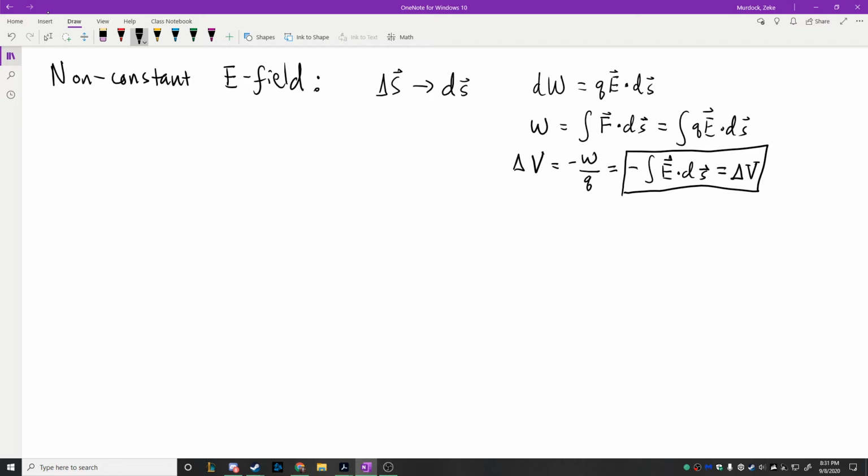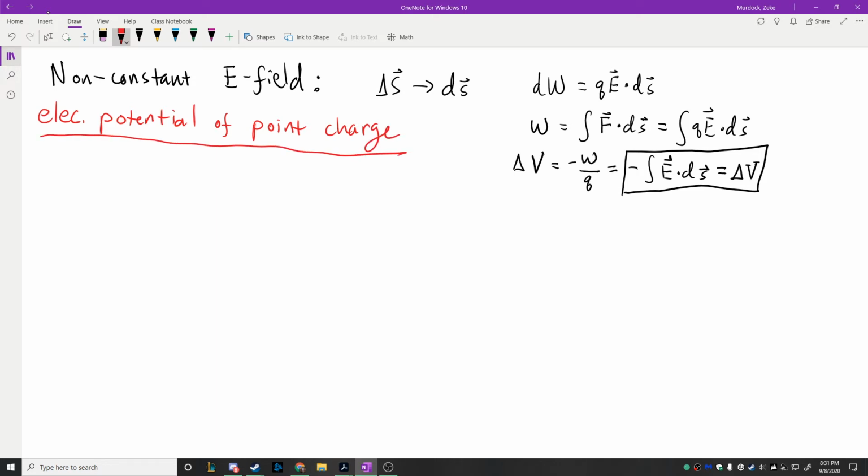Okay? And the simplest example that we can look at of a non-constant electric field would be the electric potential due to a point charge. Because if we can figure that out, we can build on that and talk about the electric potential due to all kinds of different things, just like we did with electric fields. So that's what we want to do next, is talk about the electric potential of a point charge. So let's take a point charge, and let's say that it has a value that we call capital Q.